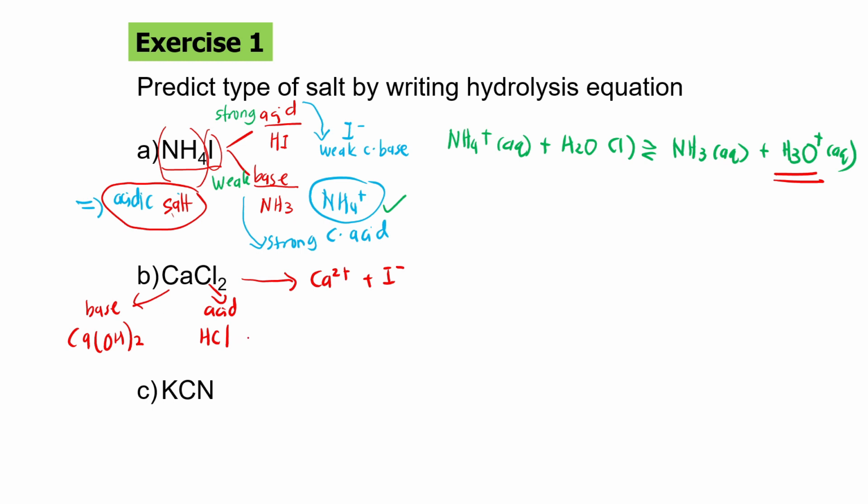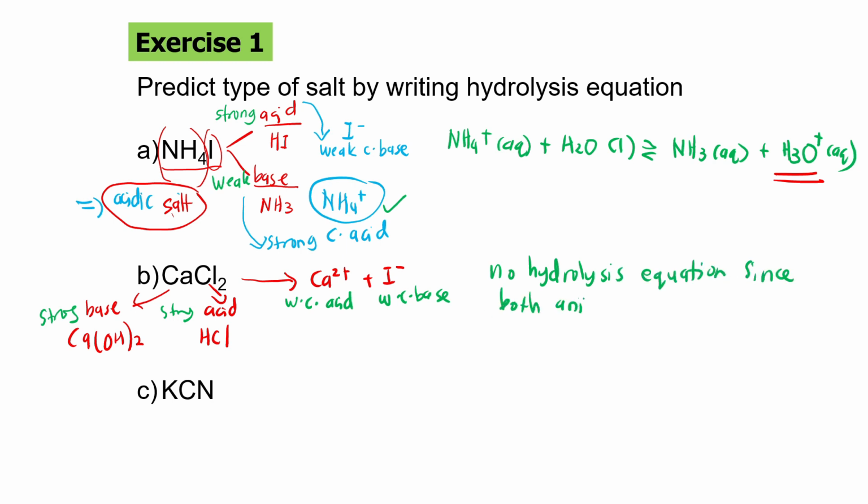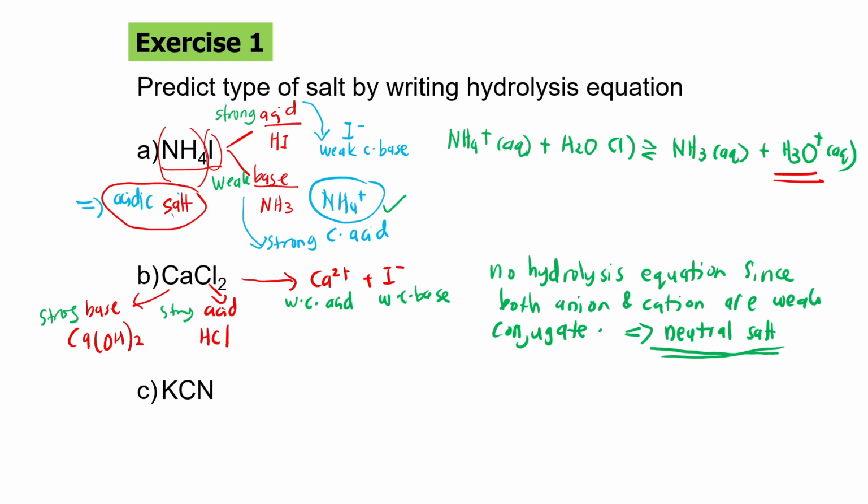So kita pilih yang strong conjugate. Tu ialah strong base. Yang ini pun strong acid. So kalau dua-dua strong, dia akan hasilkan weak conjugate. Ini ialah acid, weak conjugate acid. Yang ini weak conjugate base. So kalau dua-dua pun weak, jadi tak boleh undergo hydrolysis, tak boleh pecahkan air. So no hydrolysis equation since both anion and cation are weak conjugate. Okay, what type of salt that produce? Ialah neutral salt.